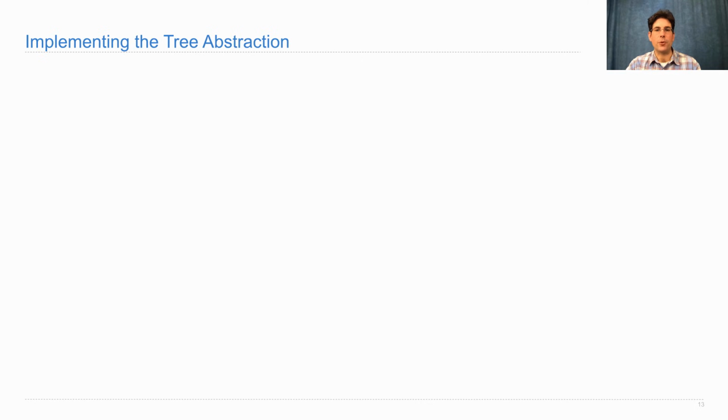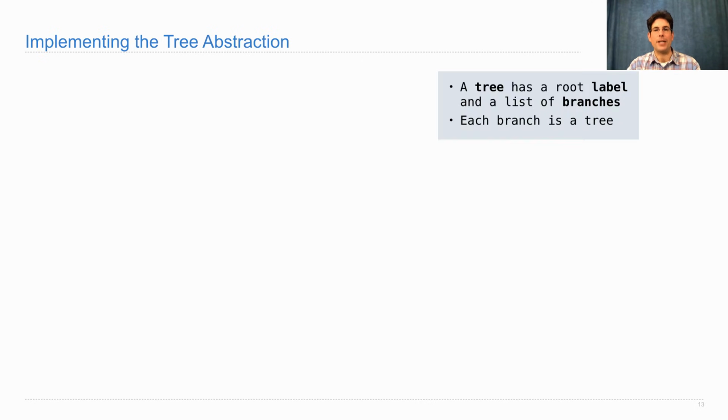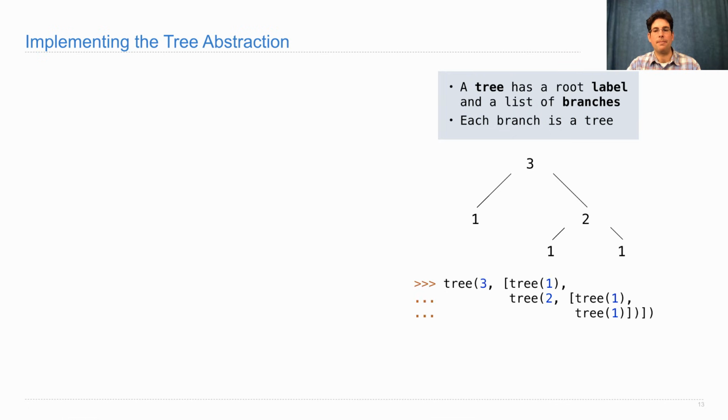Now that we can talk about trees, we can talk about implementing the tree abstraction. A tree has a root label and a list of branches, and the constructor is going to take those 2 values. Each branch must be a tree. So if I want to construct a representation for this small tree, I would write the following code. It's a tree where the root label is 3, and the branches are a tree with 1 and a tree with a 2, 1, 1. In this case, I'm using the constructor as I've described it, so that I can change representations however I wish.